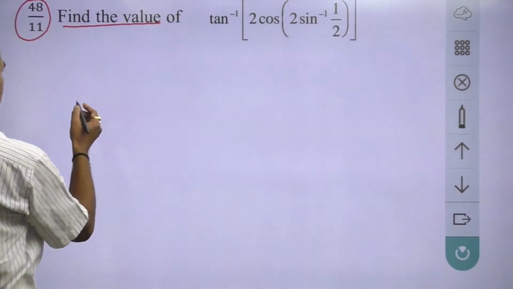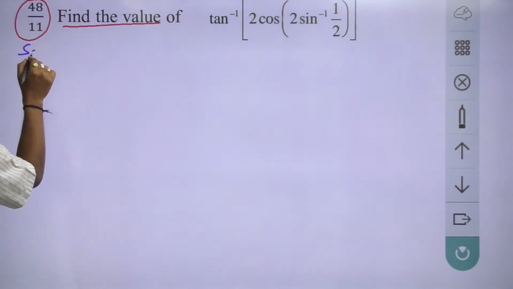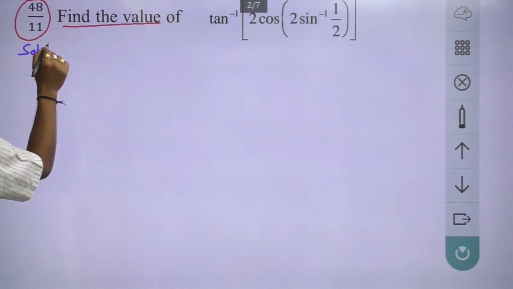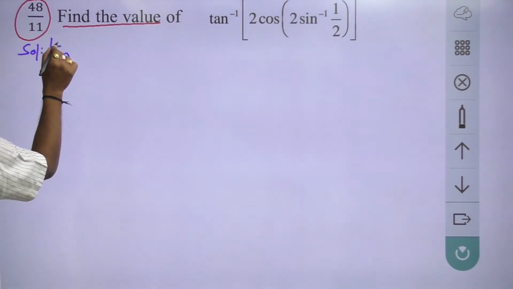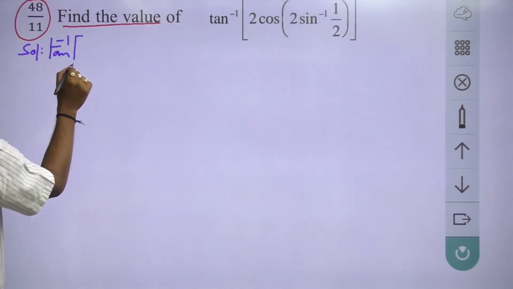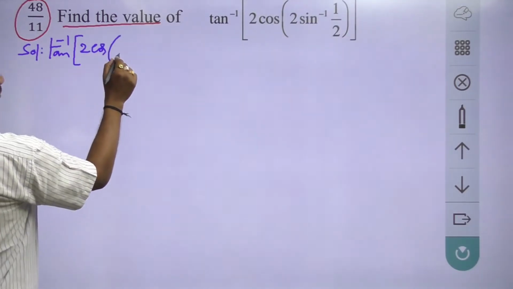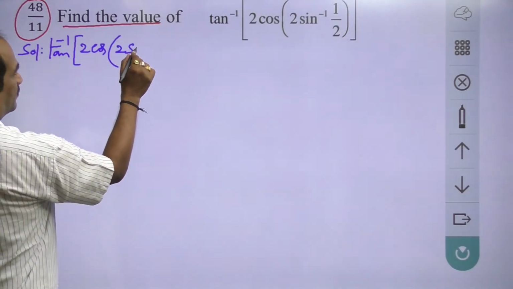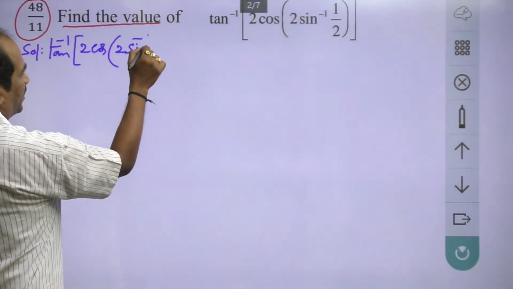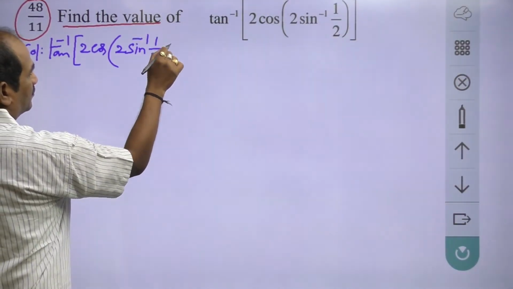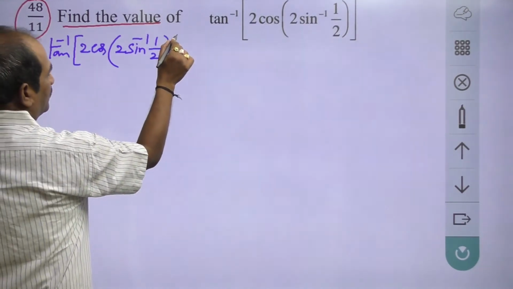In the solution, it is tan inverse of 2 into cos of 2 into sin inverse of 1 by 2.